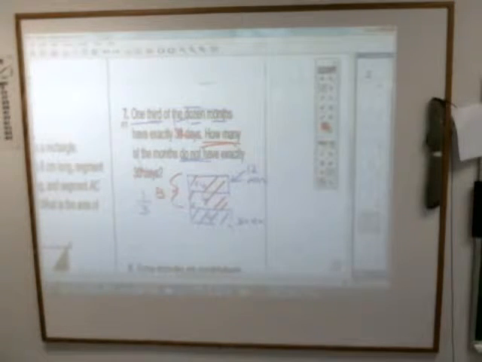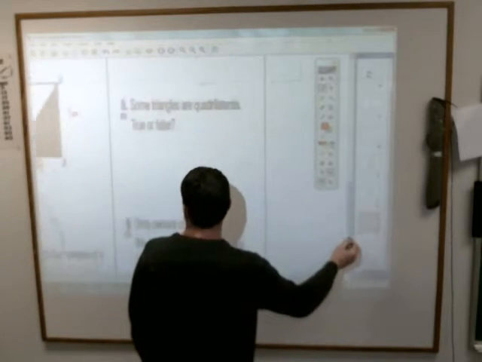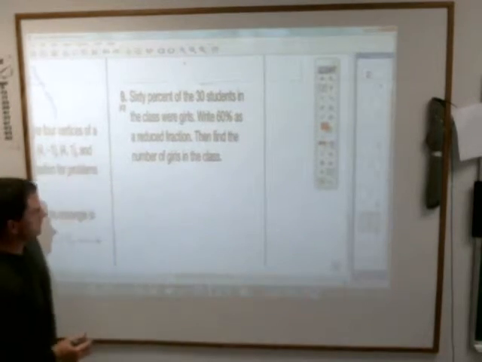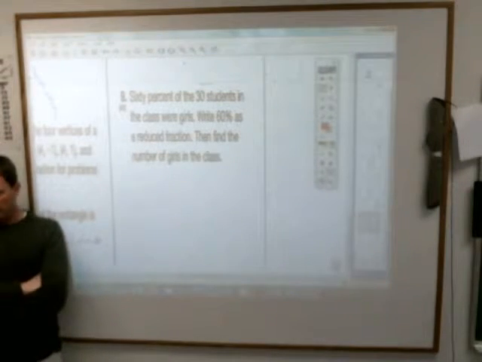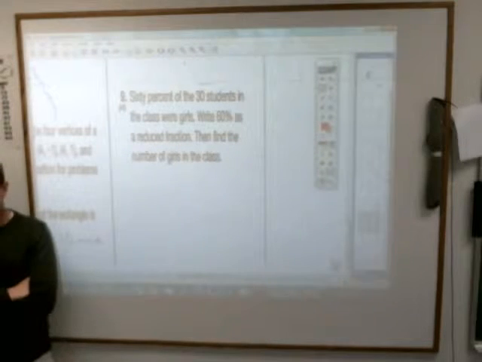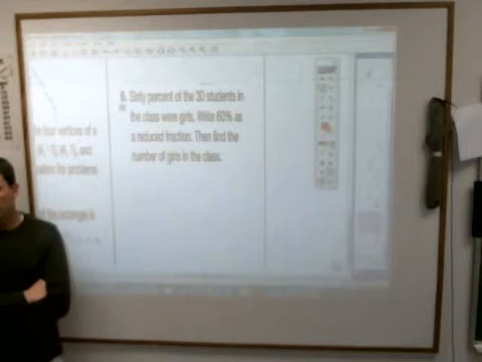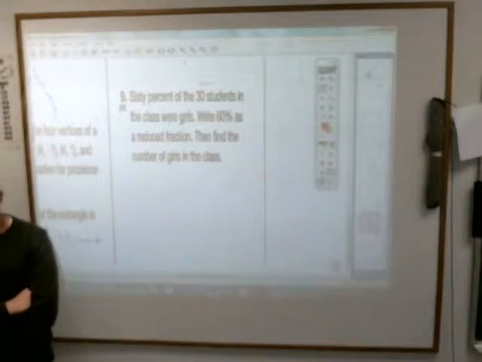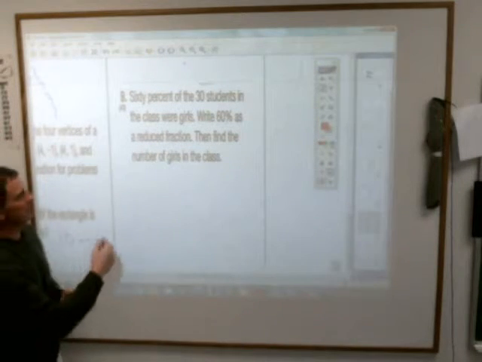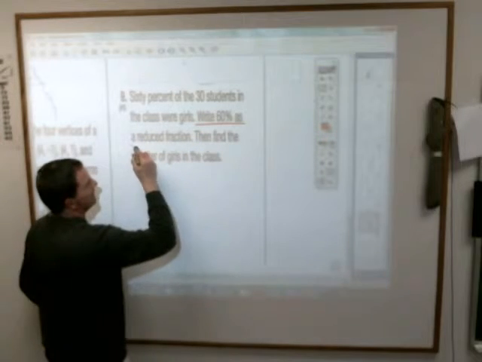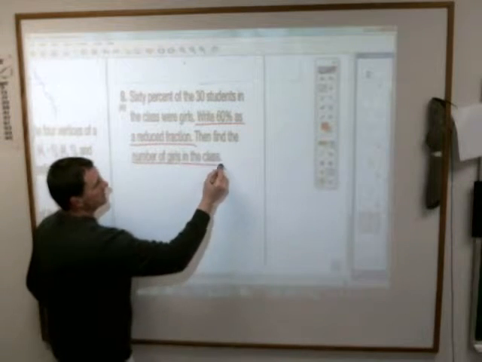Caleb? I don't understand how I got number 9 wrong. Number 9. We got 18, I guess. It is. Now, Miss Shum was just talking about this, to me, not to you guys. About how sixth graders, and you're not the only ones, you're answering questions that aren't asked. What is the question asked? Write 60% as a reduced fraction, then find the number of girls in the class.